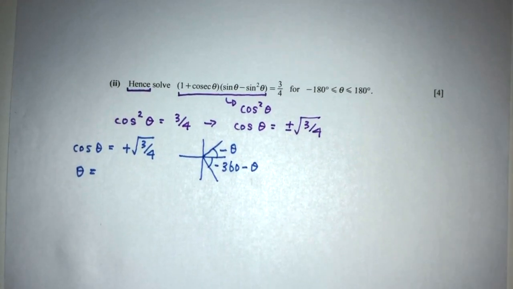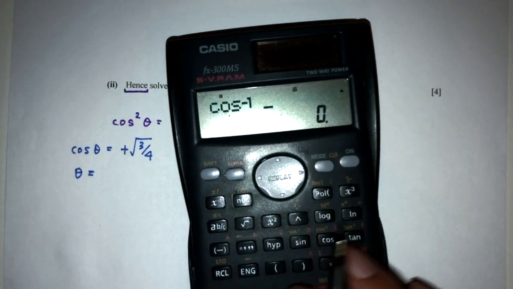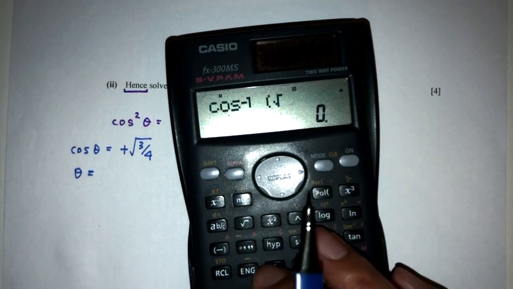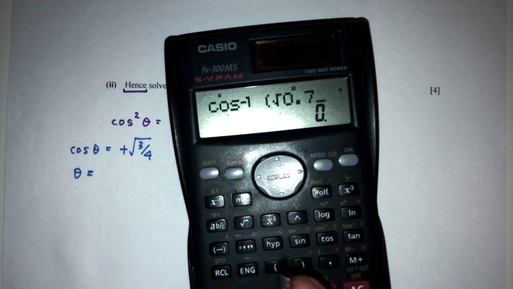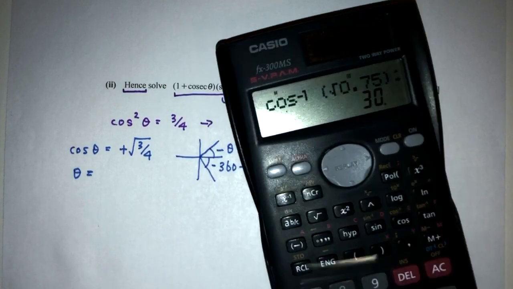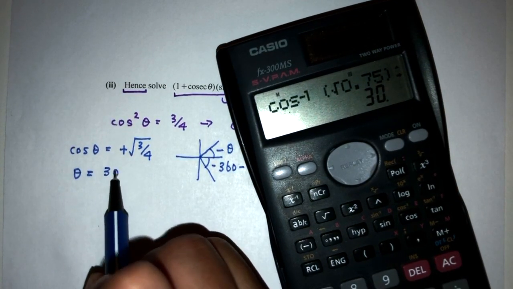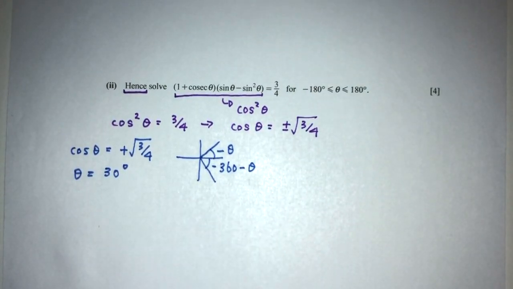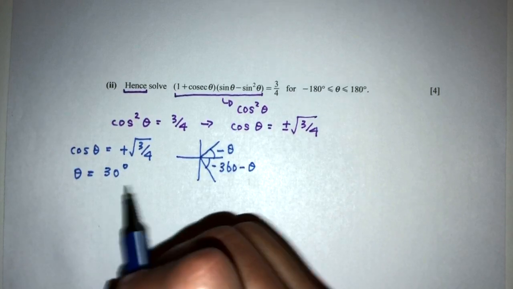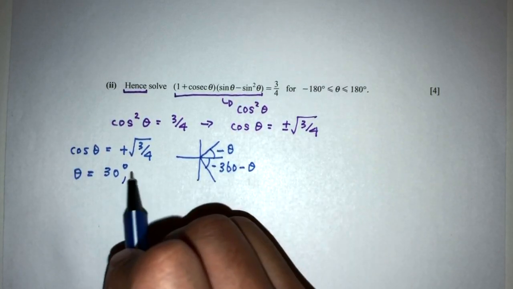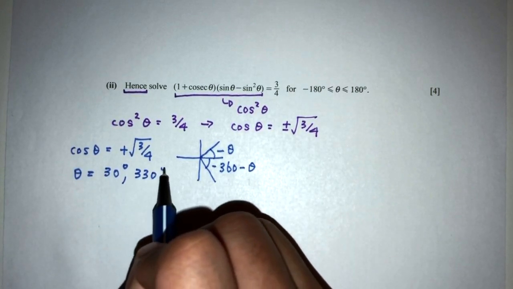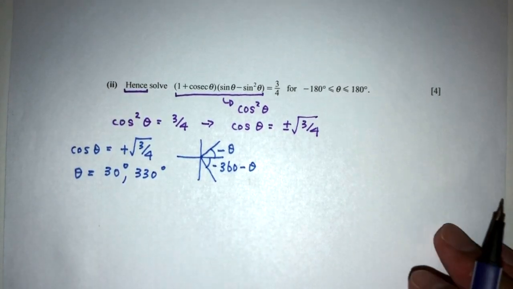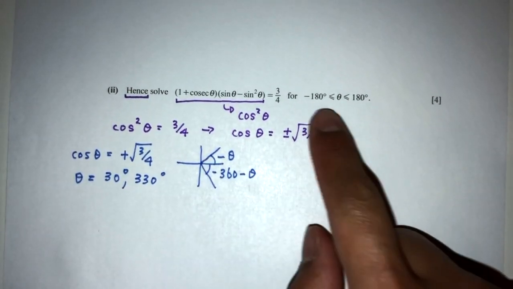Okay, that will be this. Cos inverse of root 3 over 4, so root 0.75, right? That will be 30 degrees. Right, that will be my first value right here. Cos inverse of that will be 30 degrees. That's the first step. Now, this will be 360 minus 30. That should be 330. Okay, now, as you can see, the values need to be between those values.